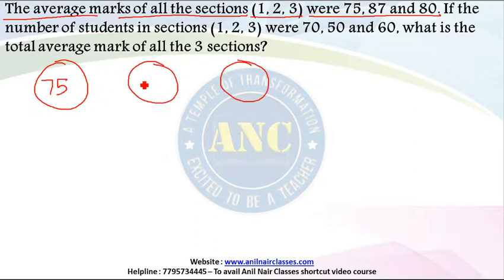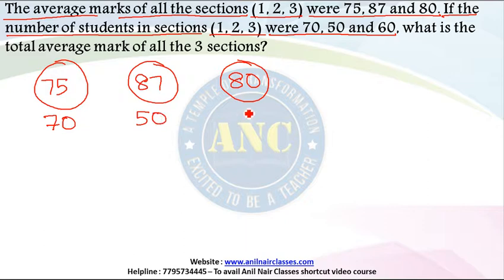Average marks are 75, 87 and 80. The number of students in sections 1, 2 and 3 were 70, 50 and 60 respectively. What is the total average marks of all three sections? Total average marks is what they are asking.